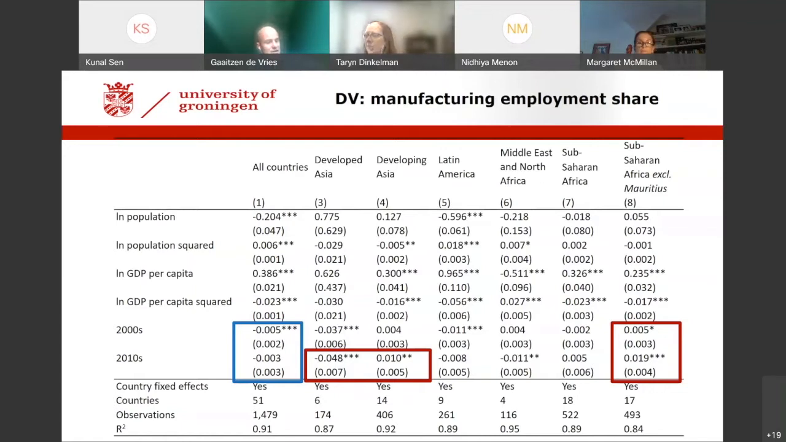And Rodrik found that in sub-Saharan Africa, the manufacturing share declined by 3.5 percentage points for the period from 1960 to 2010. So our point estimates suggest a recovery of manufacturing, more than half of this downward shift observed in the decades before.